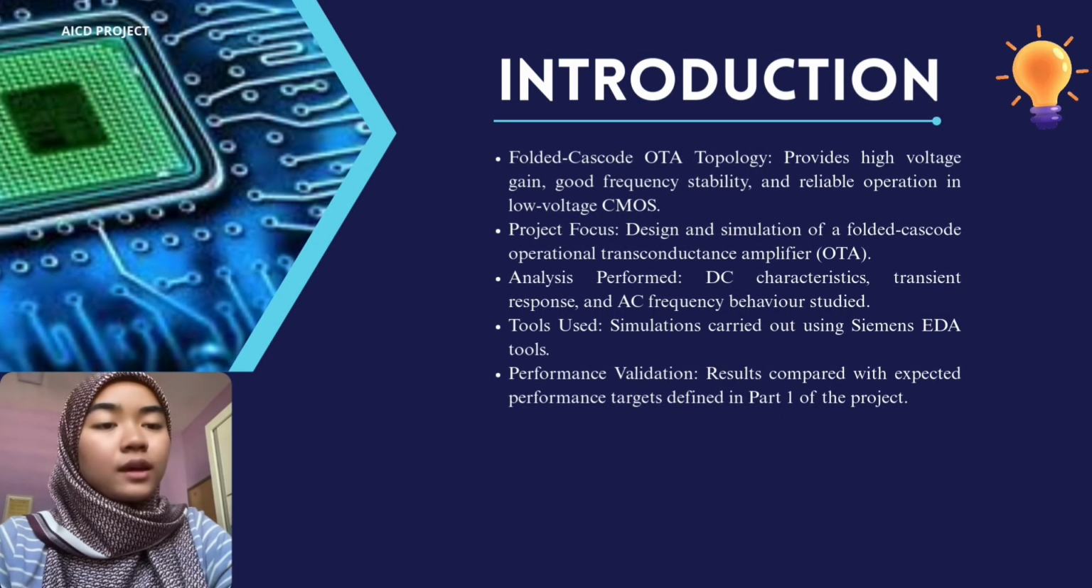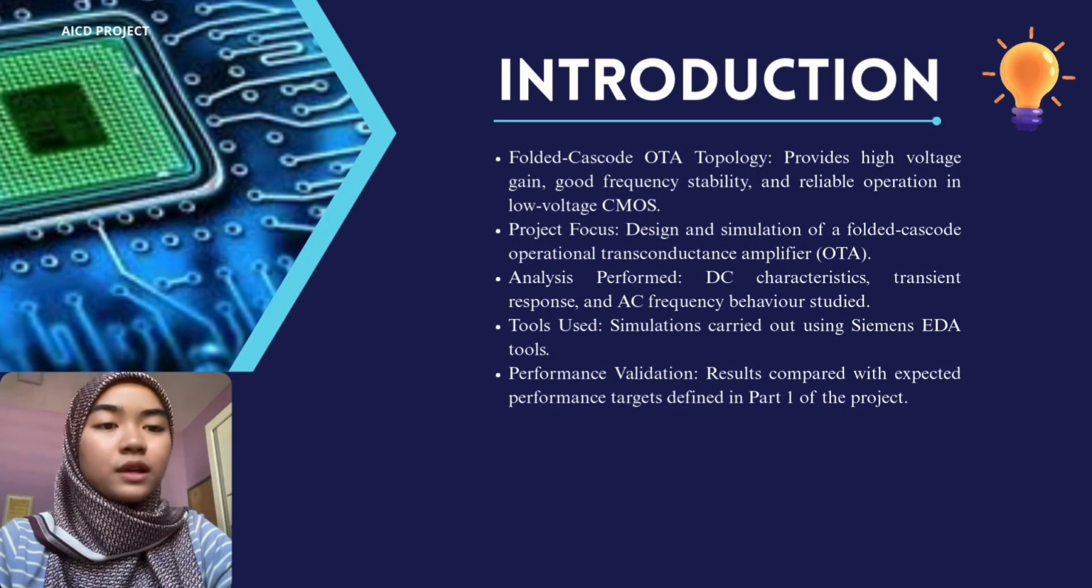In this project, the amplifier is designed using a PMOS input stage and NMOS folded cascade branches to enhance output resistance and gain. The circuit is implemented and simulated using Siemens EDA tools. Its performance is evaluated through DC analysis to verify correct biasing, transient analysis to study time domain behavior, and AC analysis to assess gain and stability. The simulation results are then compared with the expected performance target proposed in Part 1 to validate the overall design.